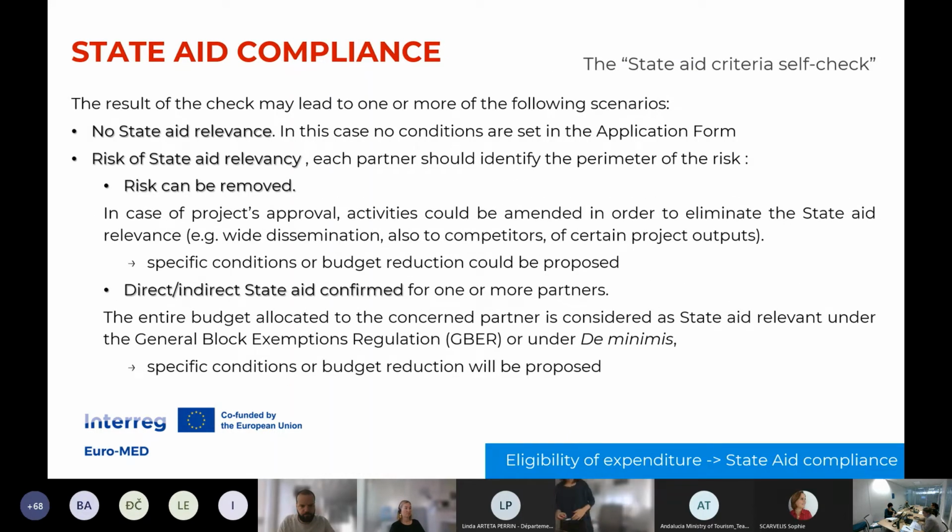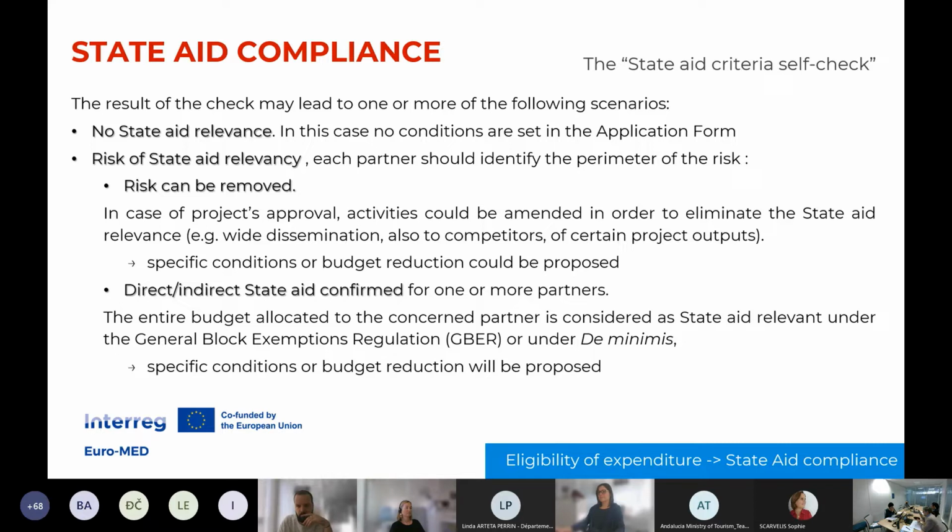When you go to the application form, you will have in the partnership tab the state aid criteria self-check. When you fill it in, the main possibility should be that there will be no state aid relevance for your activities. In this case, you have nothing to do, so you can continue filling in your budget and submitting the application form.